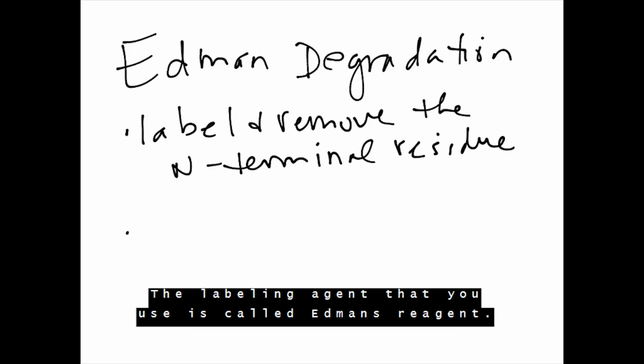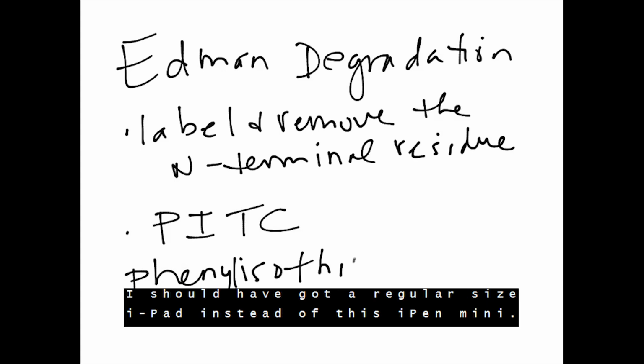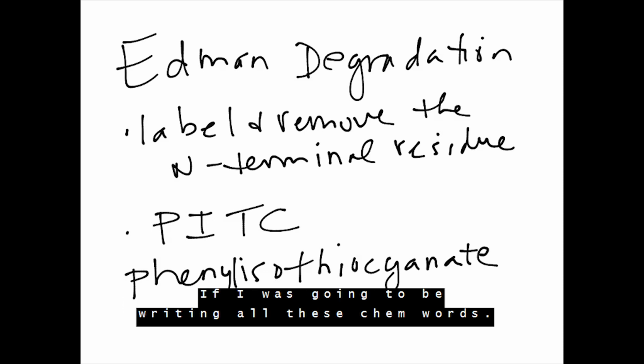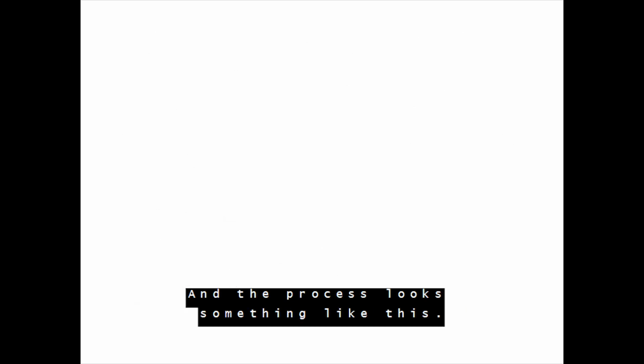The labeling agent that you use is called Edman's reagent. And it's PITC, which stands for phenyl isothiocyanate. I should have gotten a regular size iPad instead of this iPad mini if I was going to be writing all these chem words. And the process looks something like this.